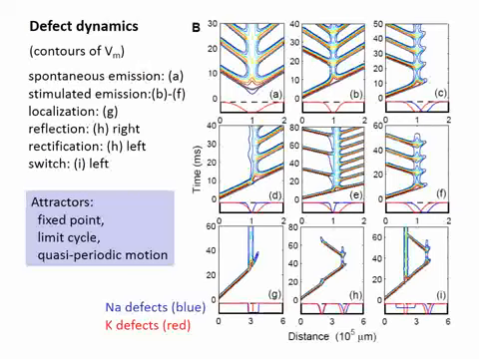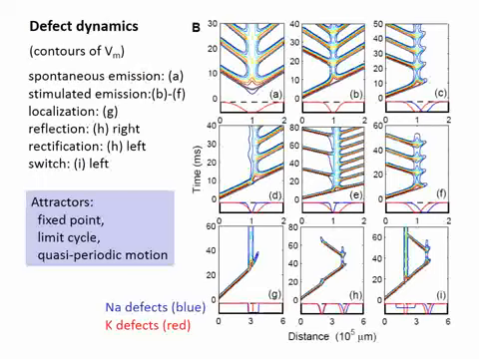The defect in G can trap a signal. The right and left defects in H can reflect and rectify a traveling signal respectively. The defect in I behaves like a switch and can be turned off to block signals.